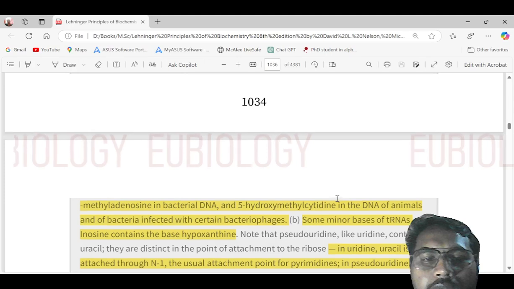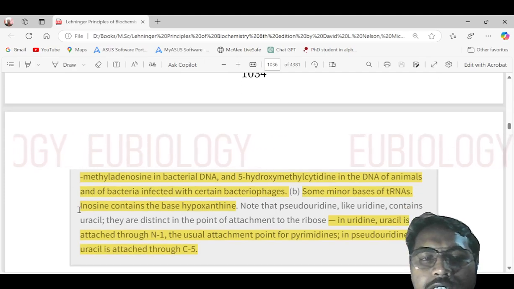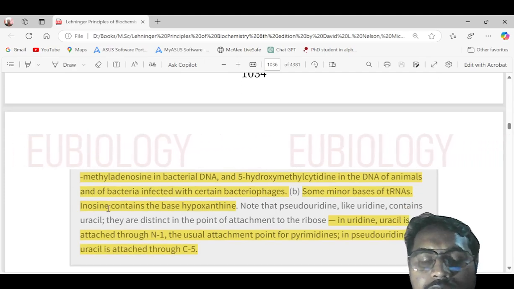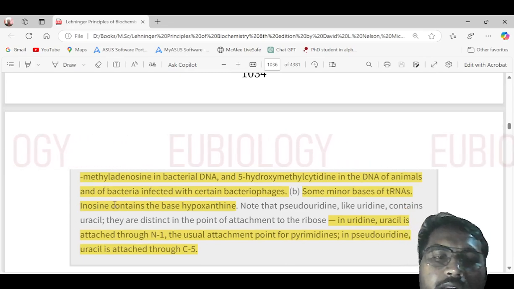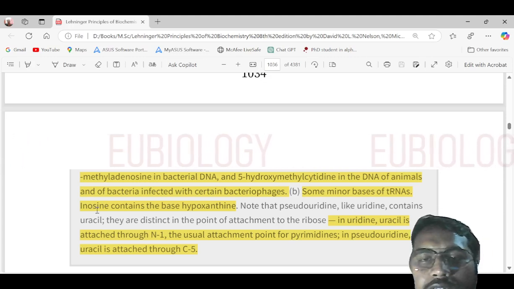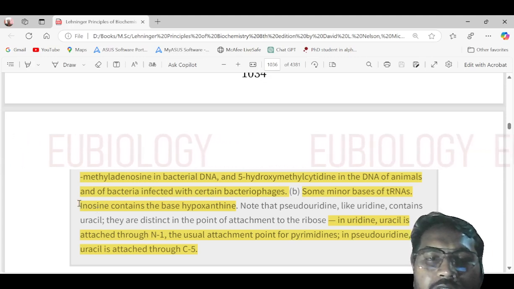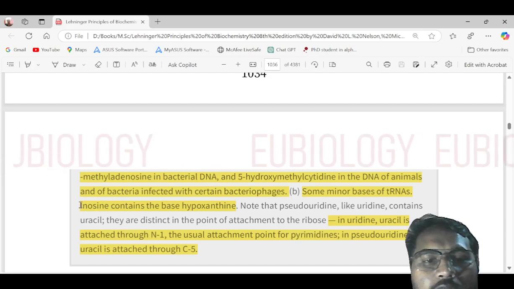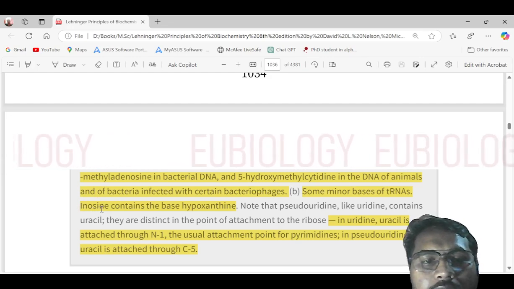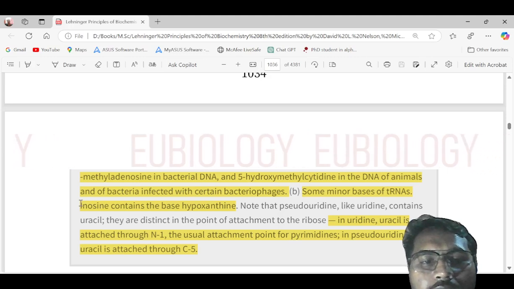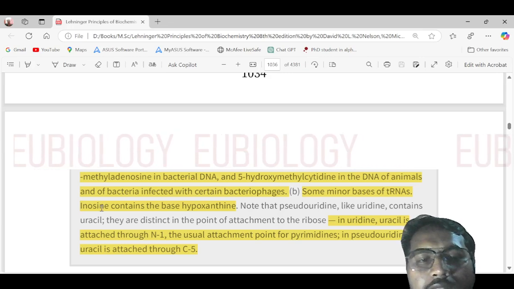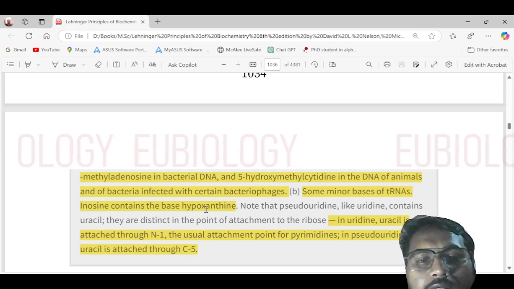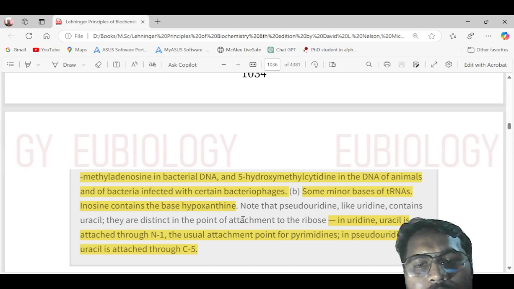As well, you can see the tRNA having an inosine instead of adenosine. So inosine will replace the adenosine, or you can say inosine is a different form of adenosine. But what nitrogenous base does it contain? It does not contain adenine. Instead of adenine it contains hypoxanthine.